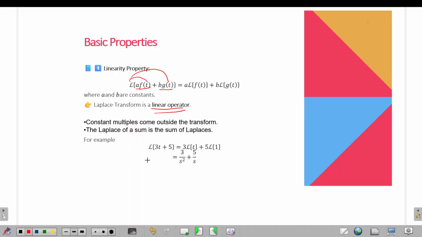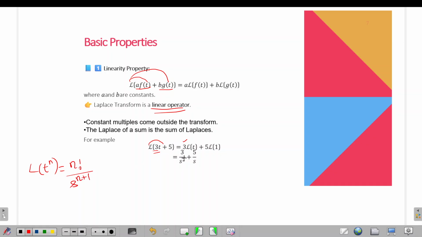For example, what is the Laplace transform of 3t plus 5? Here the constants will be taken outside. So it is 3 times the Laplace transform of t plus 5 times the Laplace transform of 1. We know by the formula of the elementary function that the Laplace transform of t to the power n is equal to n factorial divided by s to the power of n plus 1.